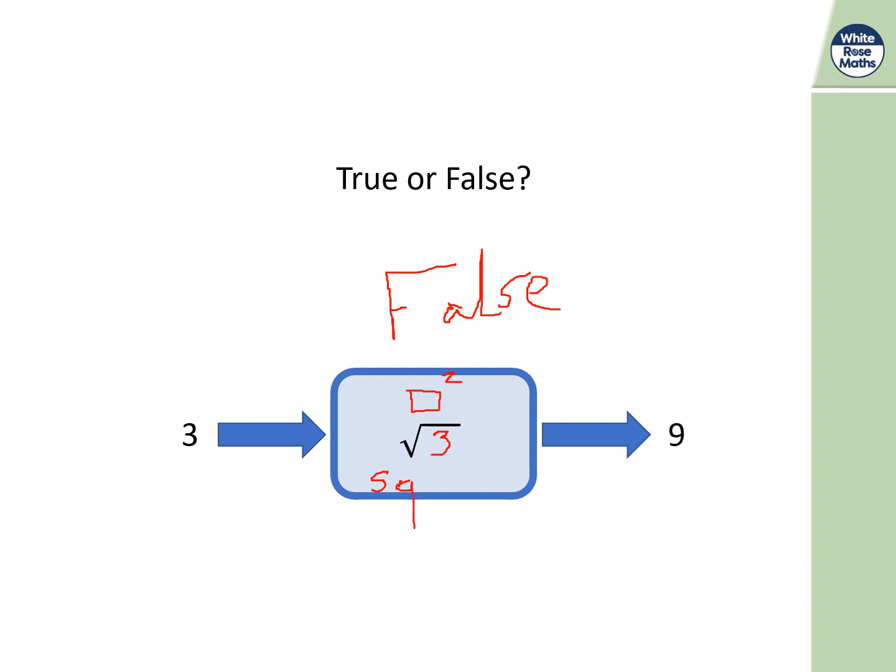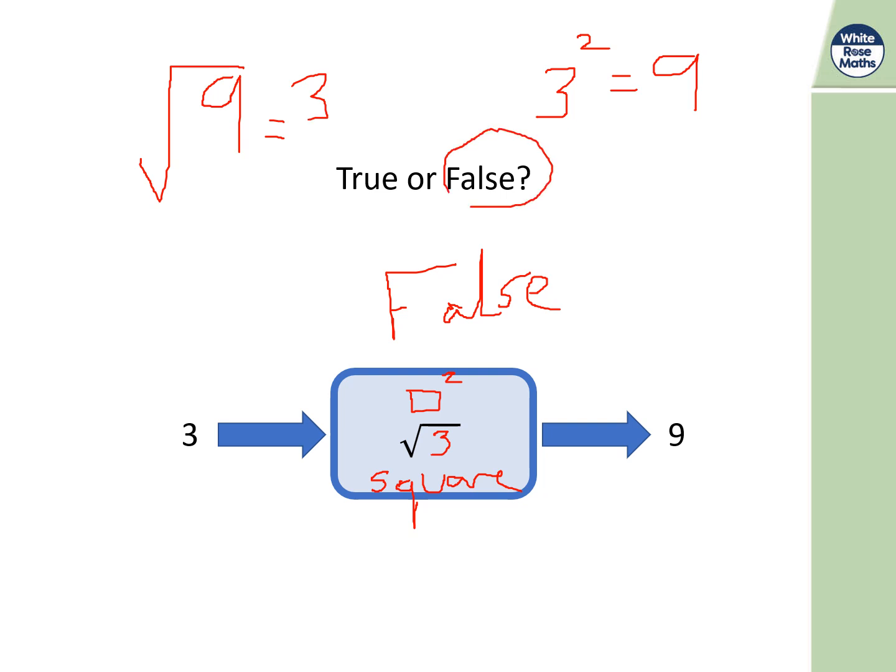But that symbol means square root. Square root is the opposite of squaring. The square root of a number makes it smaller rather than bigger. So 3 squared is 9, and the square root of 9 is 3. I'm taking that to be the positive square root of 9, which gives me 3. So the answer is false, guys.